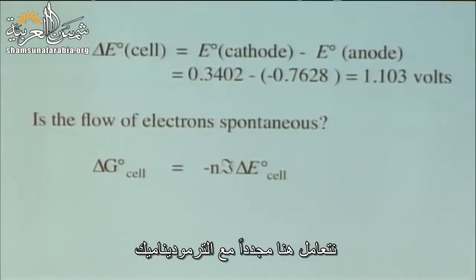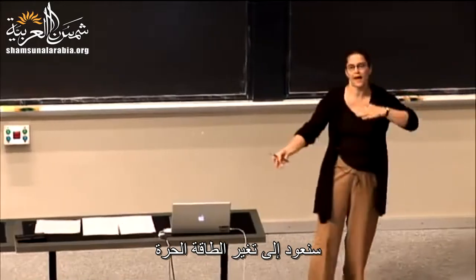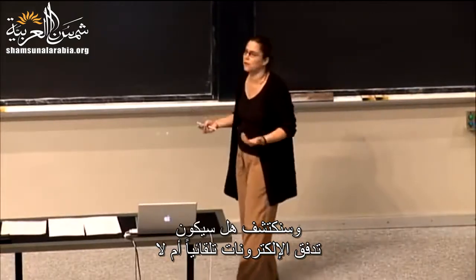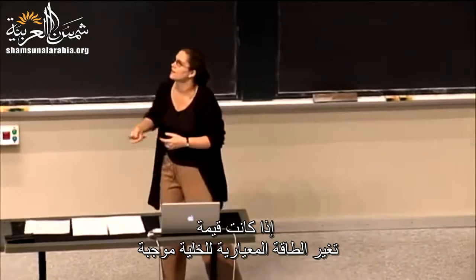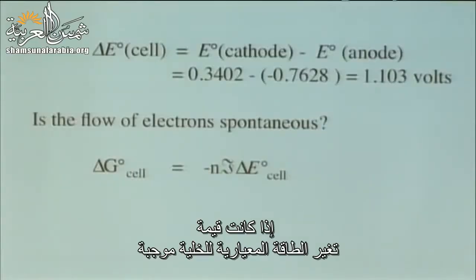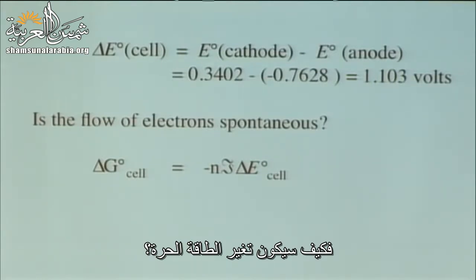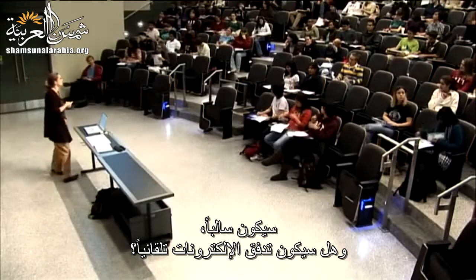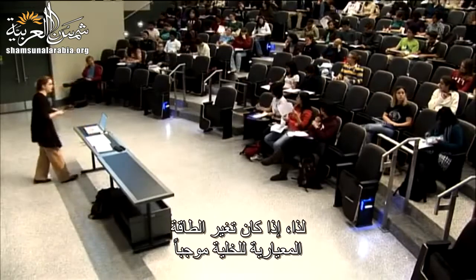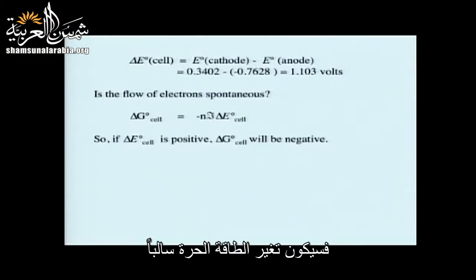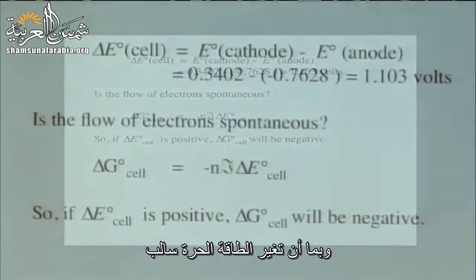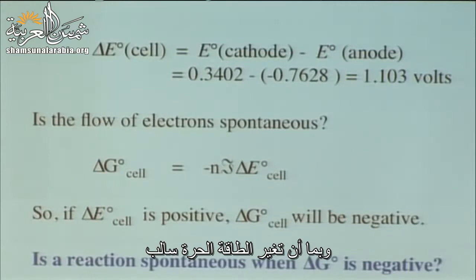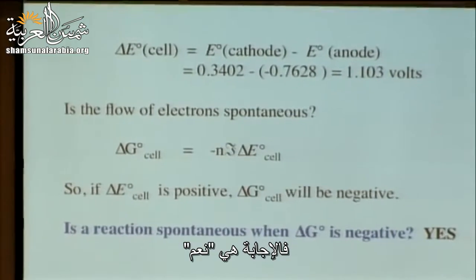So here, again, we're relating back to thermodynamics, back to delta G, and we're thinking about whether things are going to be spontaneous or not. If we have a positive value for delta E naught of the cell, what's going to be true then for delta G? It'll be negative, and so will it be spontaneous? Yes. If delta E naught is positive, delta G will be negative. And if delta G is negative, the reaction will, in fact, be spontaneous. So the answer then is yes.